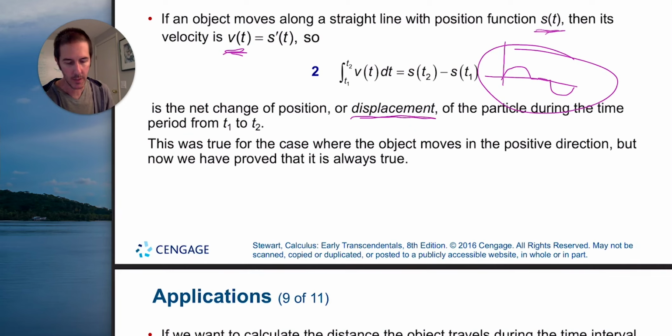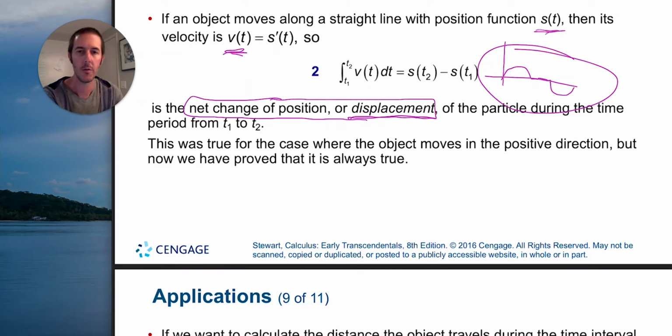Displacement is a specific word that's going to represent net change of position. So in my example, my net change is actually 0. Okay?